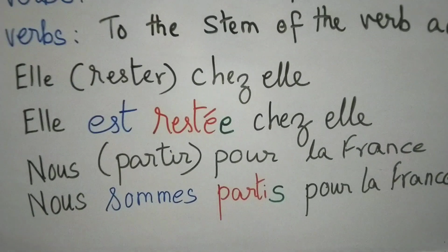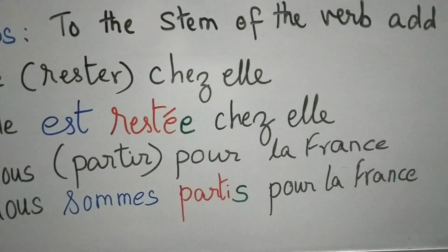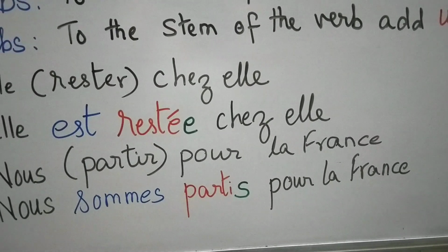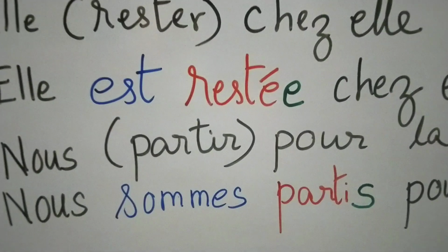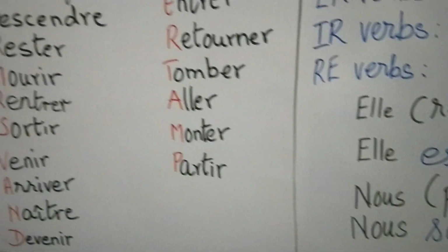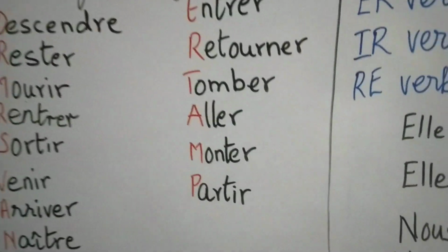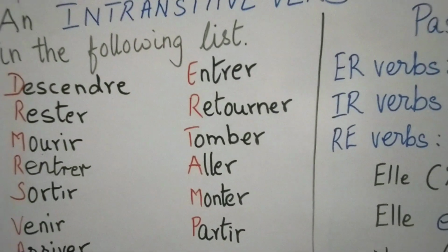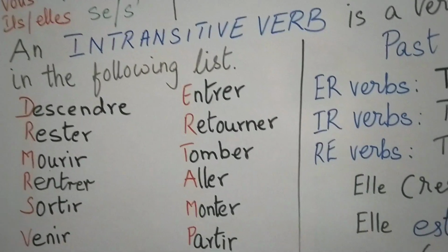The second example, nous partir pour la France. We to go to France. The given verb here is the verb partir. Now partir is an intransitive verb. Therefore, partir would take être in the auxiliary.